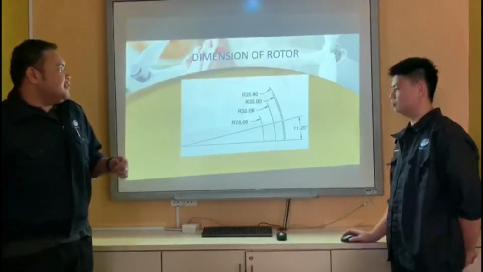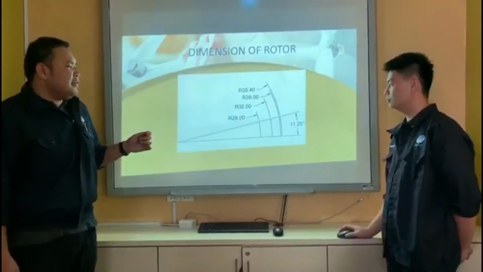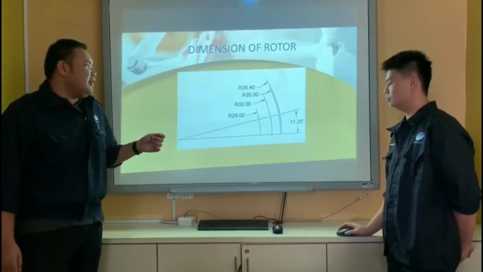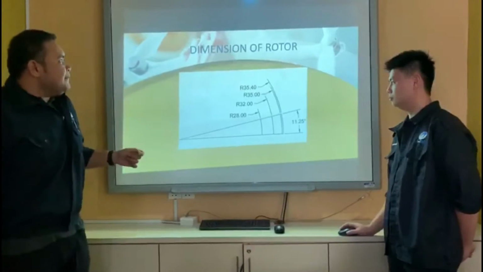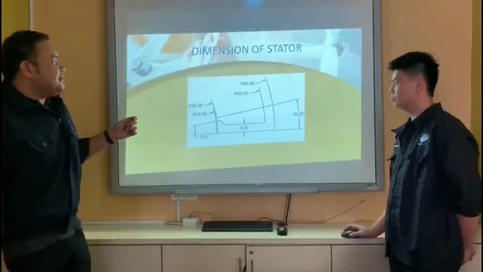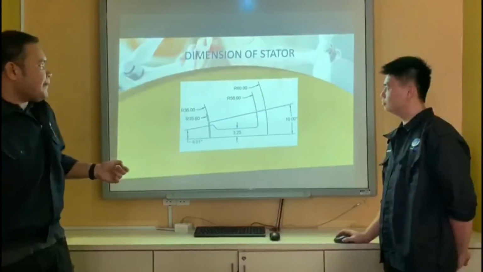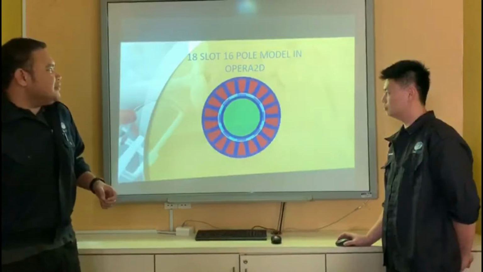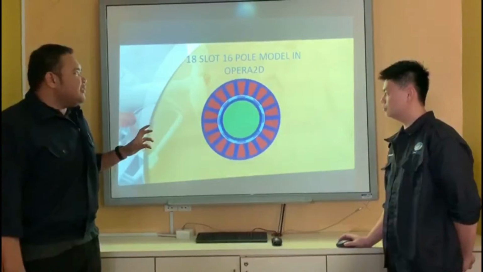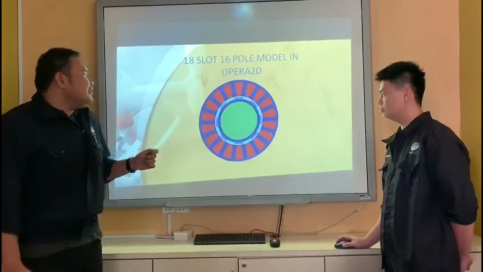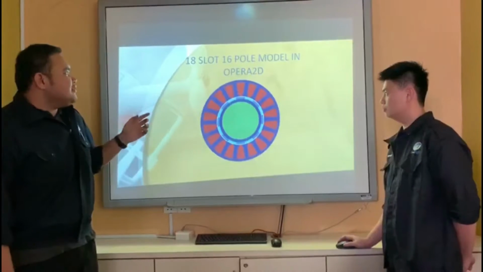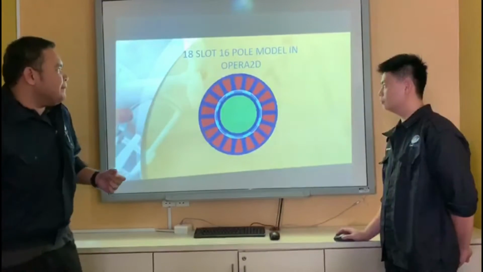So this is the dimension of the rotor that we designed using AutoCAD software. And this is the dimension of the stator, also using AutoCAD software. So this is the model that we simulated in Opera 2D. That is the 80 slots and 60 pole model.